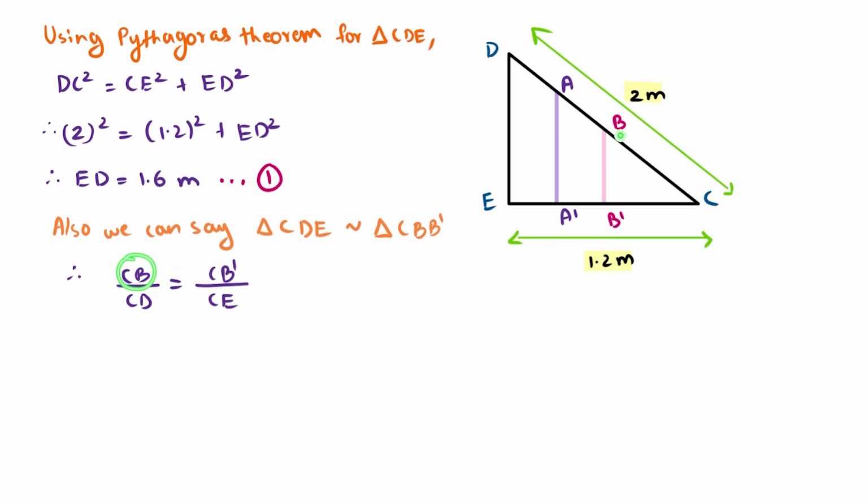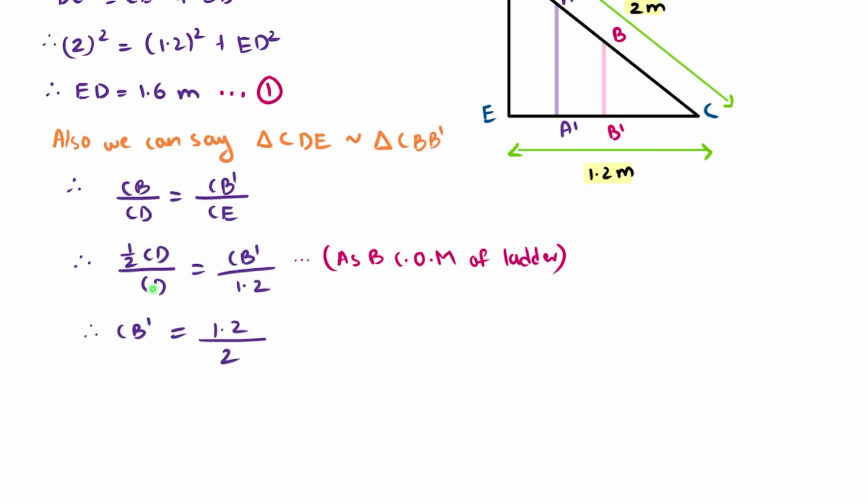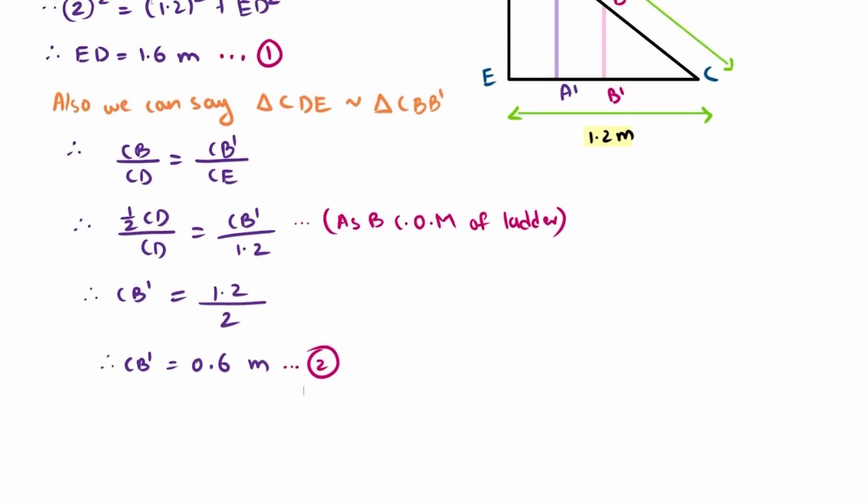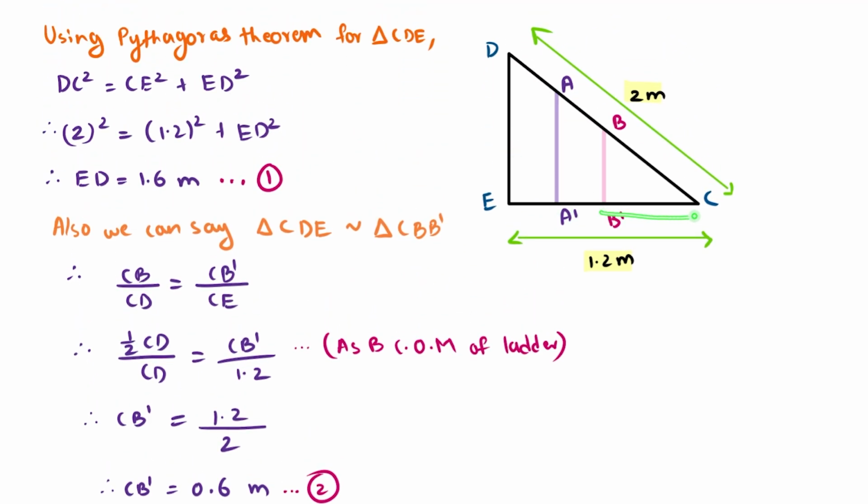Now from this diagram, B is the center of mass of the ladder. So I can say that this distance CB must be half of the distance of CD. So CB is just half of CD. And if I were to further solve this equation, I would get CB dash as 1.2 divided by 2, and the value for CB dash is equal to 0.6 meters. Why is this the distance which we wanted to calculate? Because this is where the moment of force due to the weight of the ladder would act along C. So that's why we wanted CB dash as a distance.